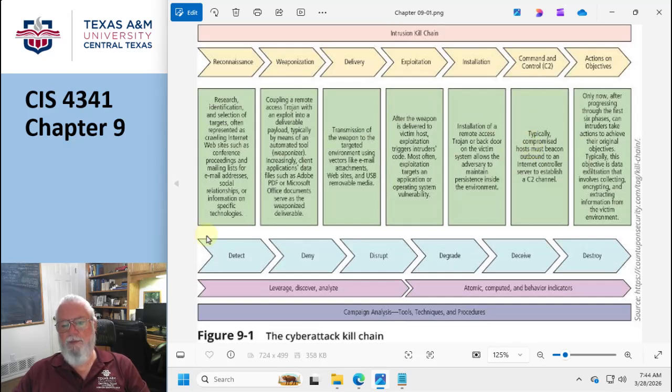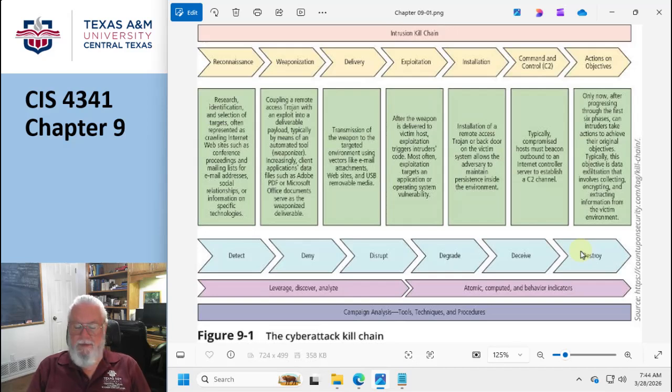Now, what you would do is you would detect someone doing reconnaissance, deny them for doing weapons, disrupt the delivery, degrade the exploitation, deceive them, and destroy. So this is all how it kind of works. Okay. So that's the kill chain.